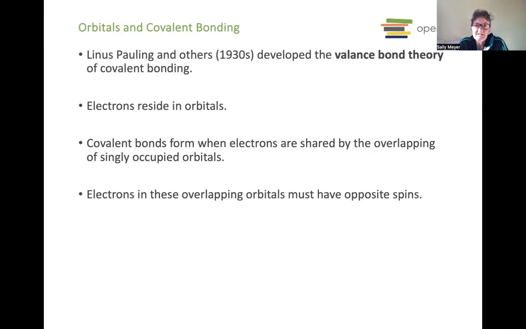So Linus Pauling and some of his collaborators in the 1930s developed valence bond theory for covalent bonds. He said that electrons reside in orbitals. So when you make a molecule, just like in an atom, the electrons are in orbitals and you can't know exactly where they are. Covalent bonds form when electrons are shared by the overlapping of singly occupied orbitals. So we'll look at examples of that. Electrons in these overlapping orbitals must have opposite spin.